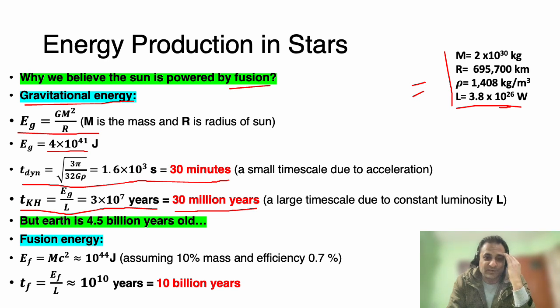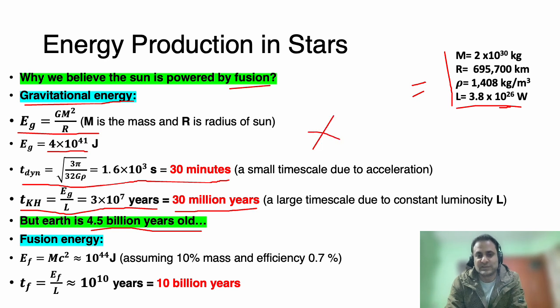Now why is this higher? Because it's not an accelerating case, so the sun will keep emitting the same amount of energy. So if this is the case, then the sun should be gone by 30 million years. The sun cannot survive more than 30 million years. But we know that the Earth is 4.5 billion years old. So let's say that Earth was formed very soon after the Sun. So it means that the Sun is at least 4.5 billion years old. So if this is the case, it means that this gravitational energy scenario is wrong, because this can only sustain the Sun for 30 million years.